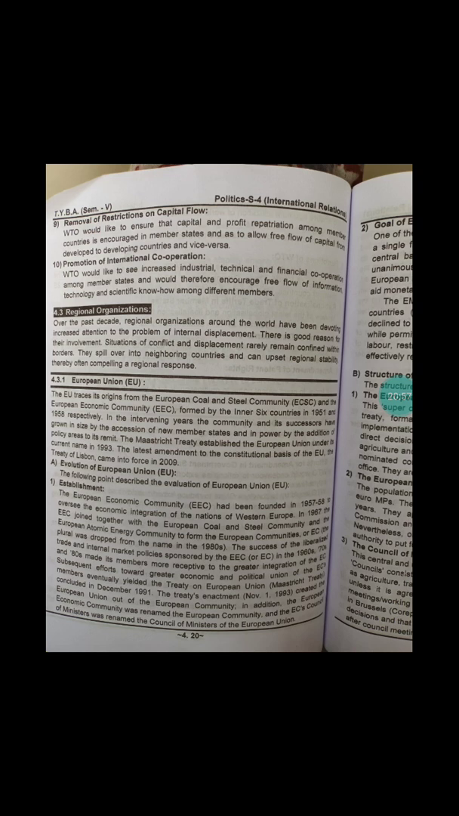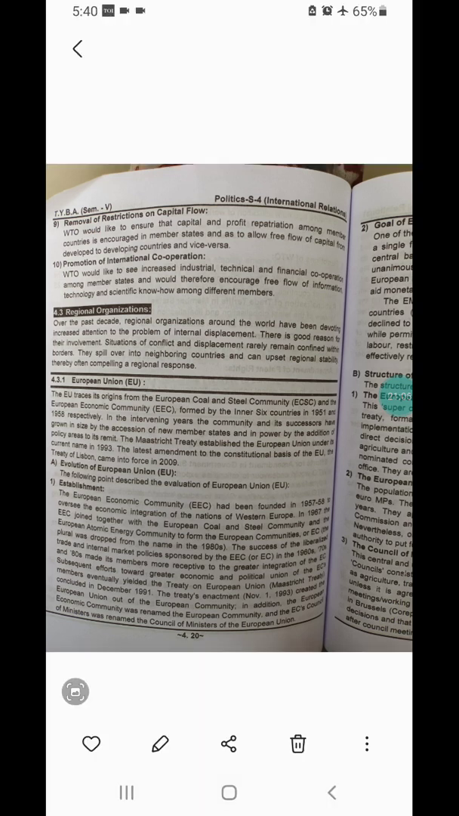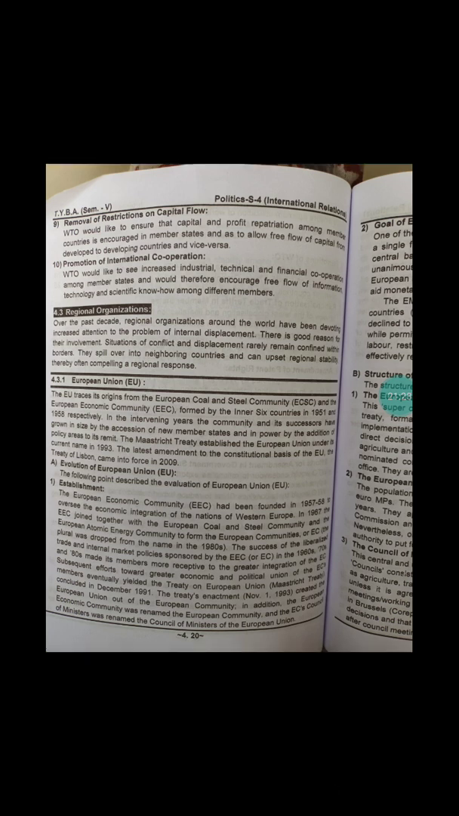The Maastricht Treaty established the European Union under its current name in 1993. The latest amendment to the constitutional base of the EU, the Treaty of Lisbon, came into force in 2009.